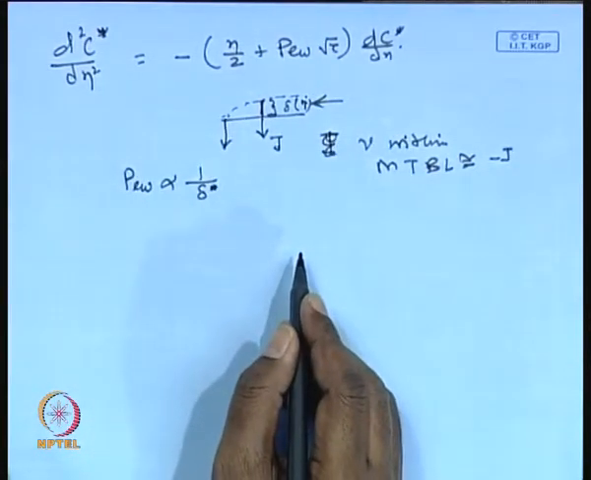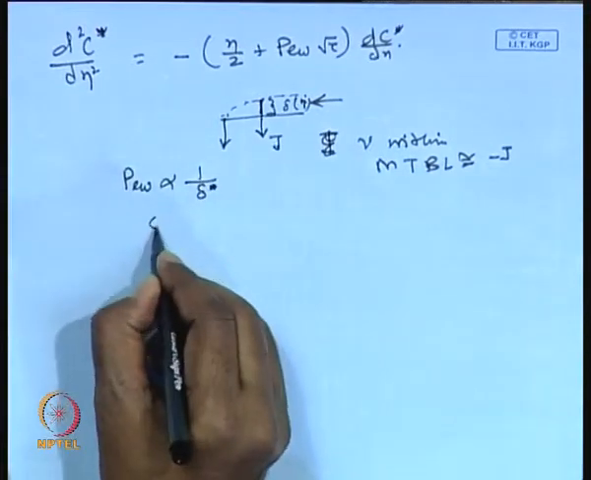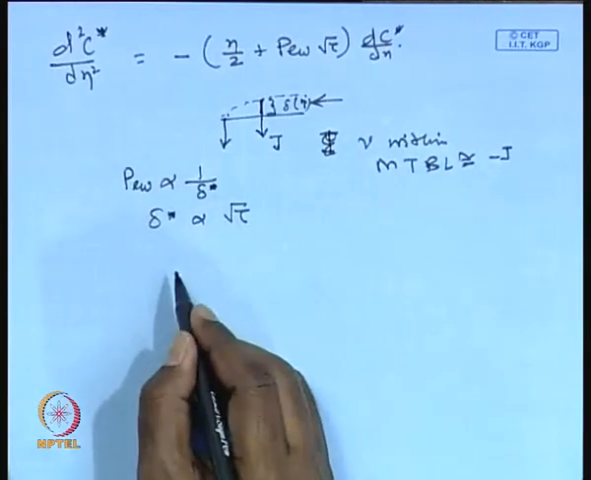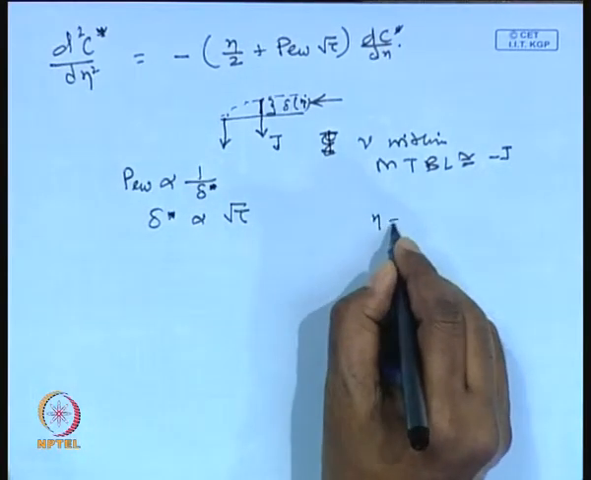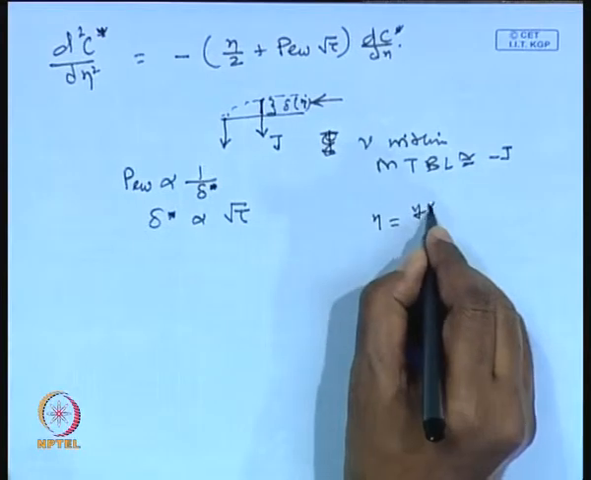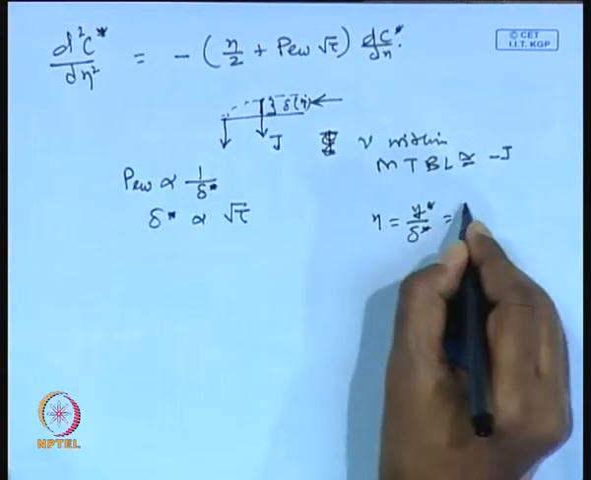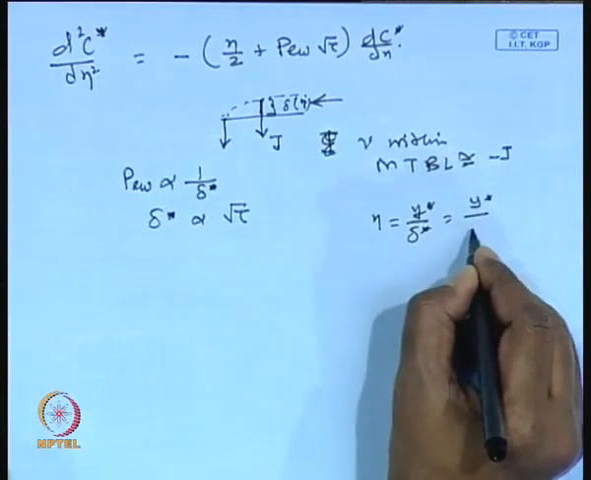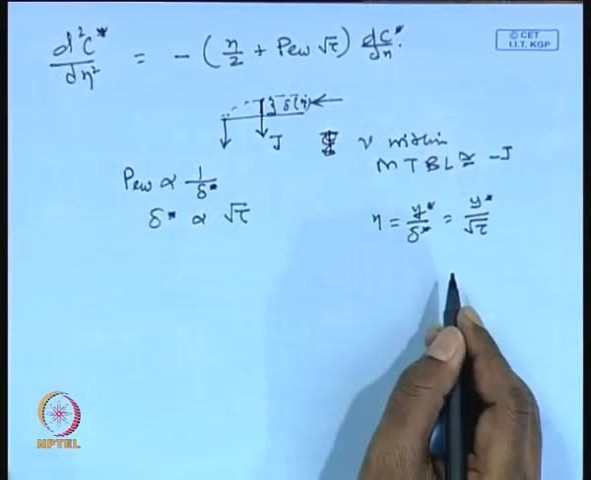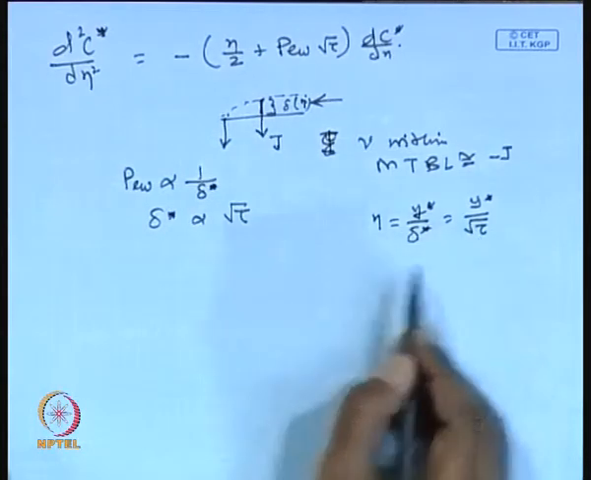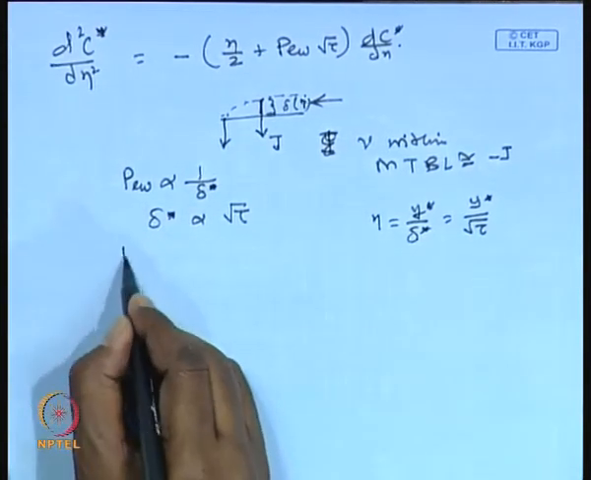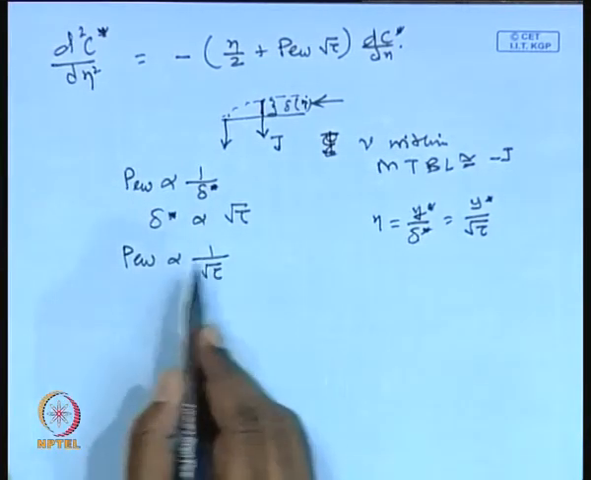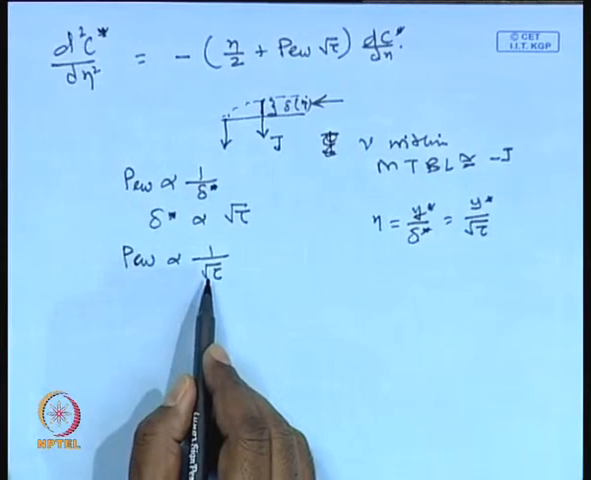And delta star is directly proportional to root over τ, that we have already seen, because if you look into the definition of η, η is nothing but y* by delta star, and delta star is proportional to τ to the power half. So, it will be 1 by root over τ. So, delta star is directly proportional to root over τ, and therefore, Pw will be inversely proportional to root over τ. That means, Pw times root over τ is a constant.